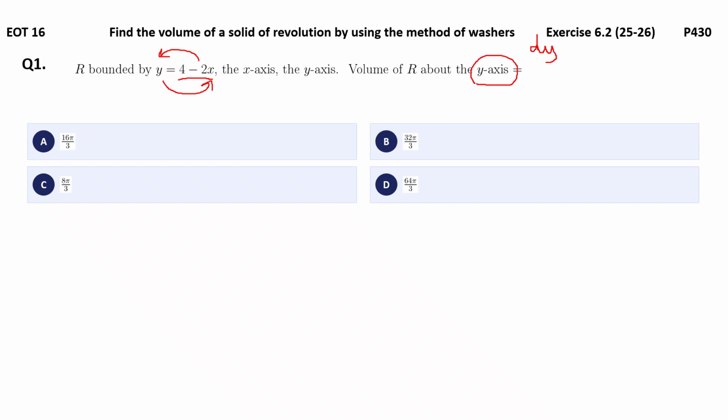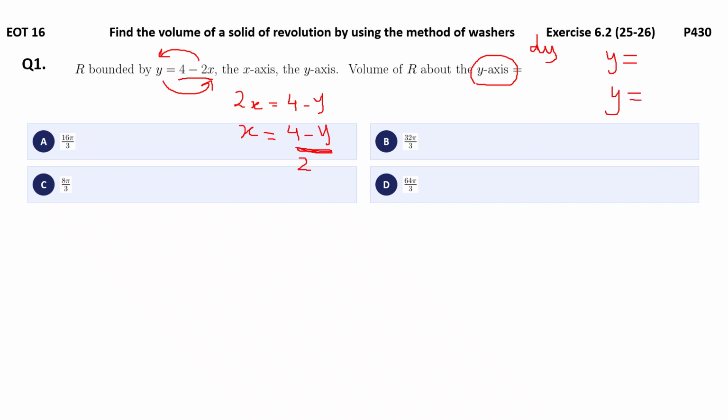So we will receive 2x is equal to 4 minus y. When you divide by 2, we will get our x as (4 minus y) divided by 2. Now let's find out the values. We need the lower limit and the upper limit in terms of y. So let's go ahead with our upper limit and lower limit.